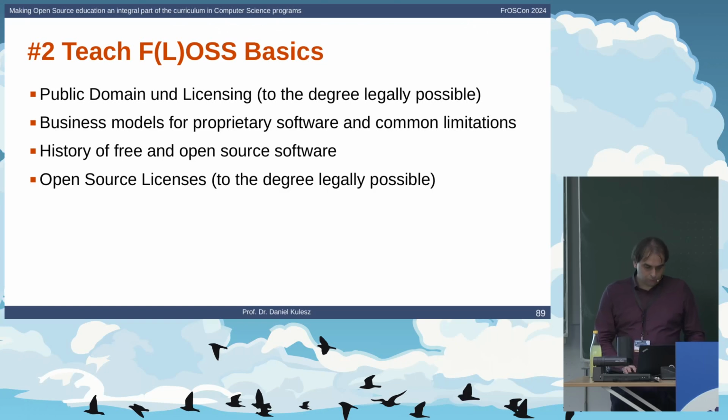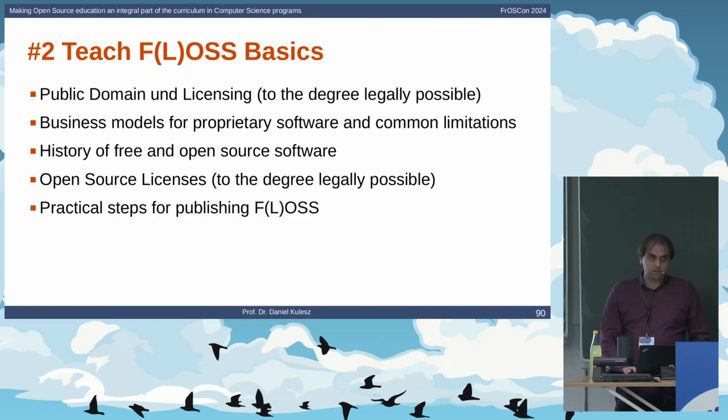Now, what kind of open source licenses do we have there? Can we put them into certain classes? What are the main differences? Now, assume you created a great piece of software that you want to share with others. What are the practical steps? How would you publish your software on some code hosting platform or whatever? And of course, also the business models around free and libre open source software.